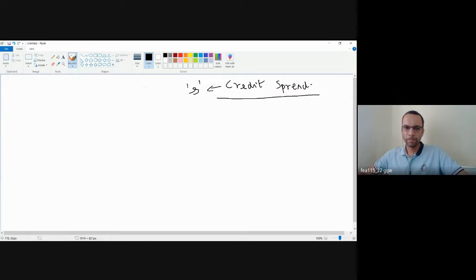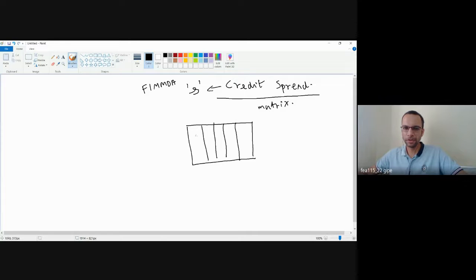Again, just giving you an idea, FIMDA publishes what you call a credit spread matrix. It's a simple Excel sheet which is published on a daily basis by FIMDA and which is to be consumed by banks on a daily basis. It's a regulatory requirement. And it could be something like this.